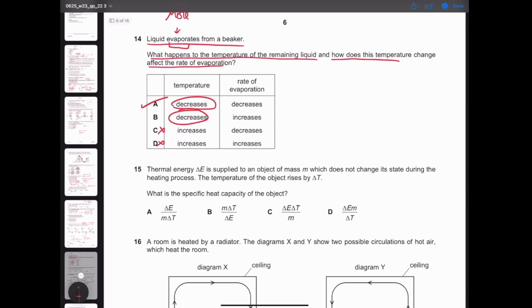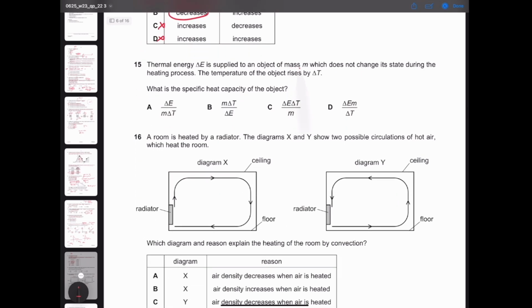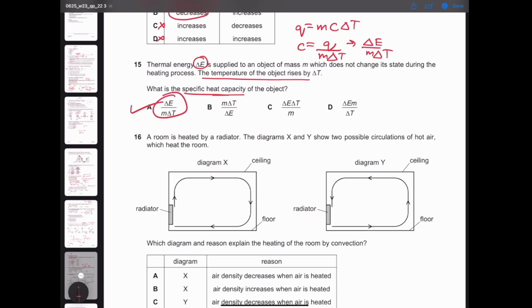Thermal energy is supplied to an object of mass m which does not change its state, but there is only a temperature change. So they're talking about specific heat capacity. We know that energy is equal to mass times specific heat capacity times change of temperature, right? What is the specific heat capacity of the object? You just rearrange it, you will get energy over m times delta T. In this case, they're calling energy delta E. So write delta E by m delta T. This should be your answer. Delta E by m delta T. Answer is A. Very simple question.